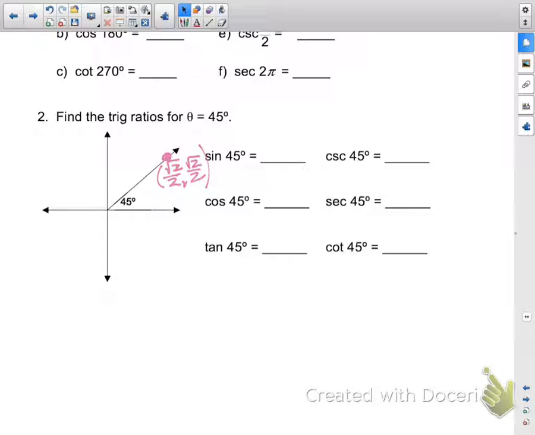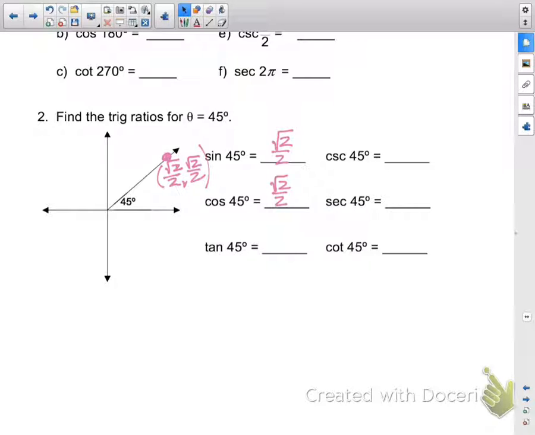The y is my sine, so that makes that root 2 over 2. Which one of those is my cosine? The x, root 2 over 2 for that. What's the easiest way to find the tangent? Divide them. Sine divided by cosine.